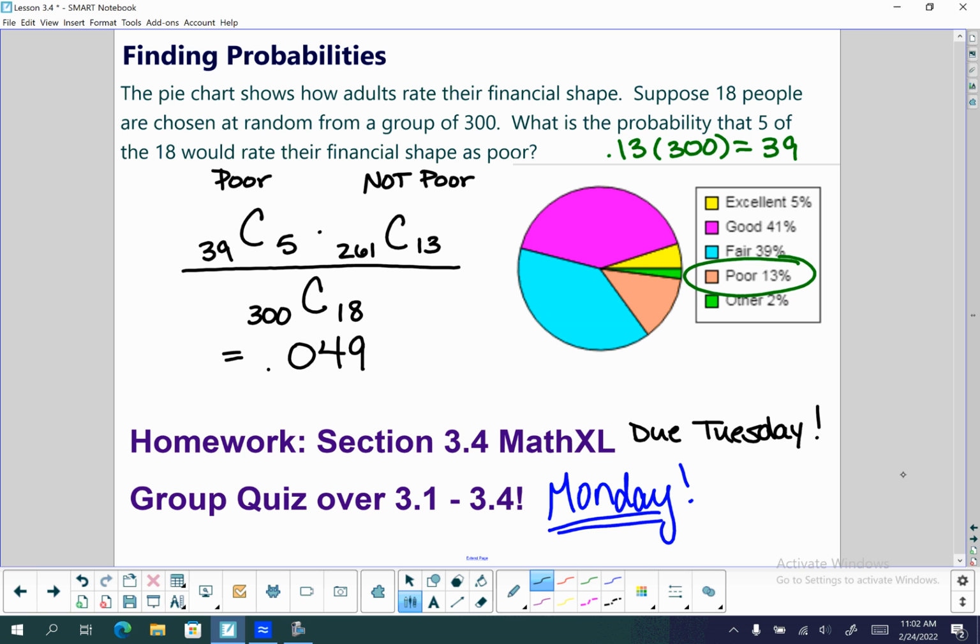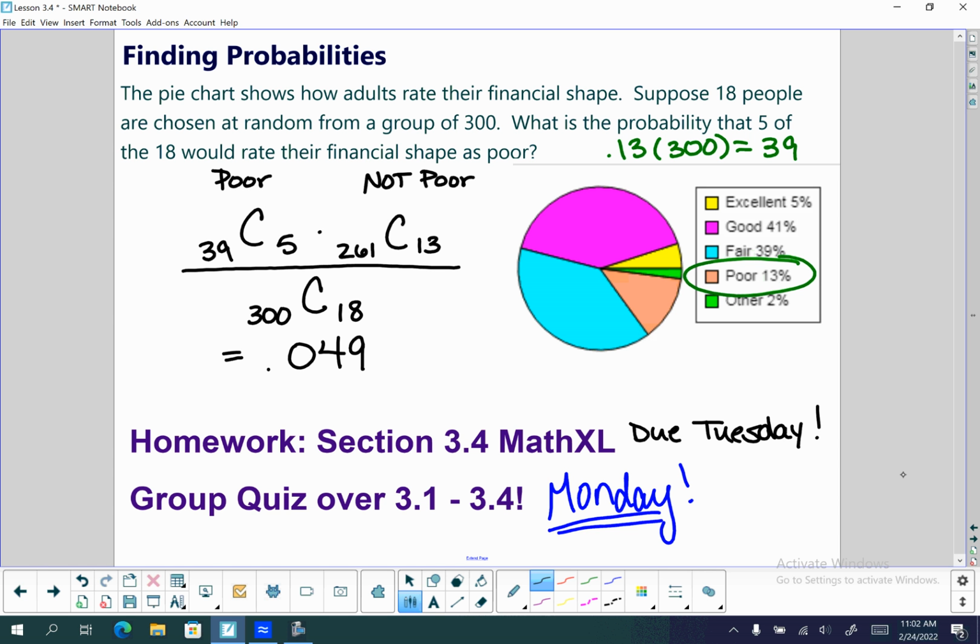All right. Answer: 0.049 is your answer. So your denominator, start there. 300 in the group. You're choosing 18 people. Remember, the first two pieces on the left need to add to 300. So 39 people rated themselves as poor out of the group, which means 261 did not rate themselves as poor. Out of the 39, 5 of them are what we're selecting that rated themselves as poor, which means 13 rated themselves as not poor. And when you type that all in, you get 0.049.